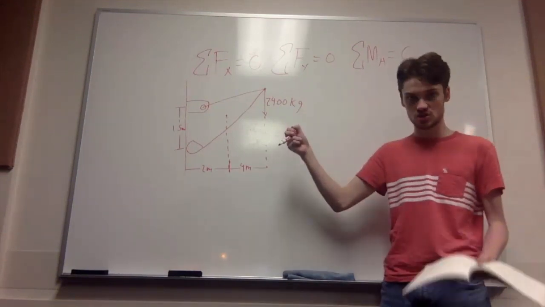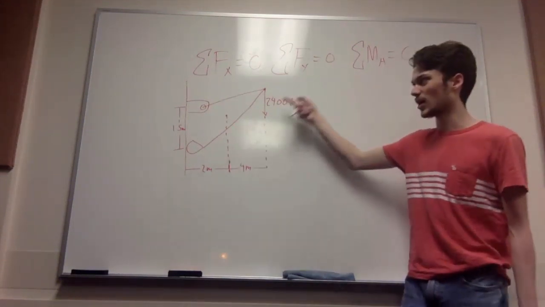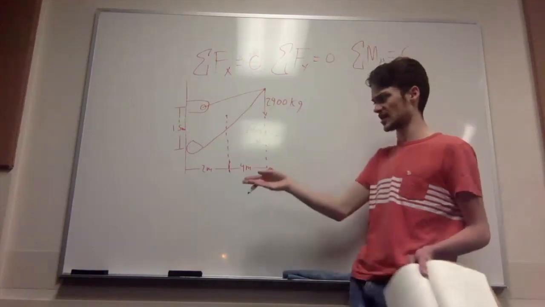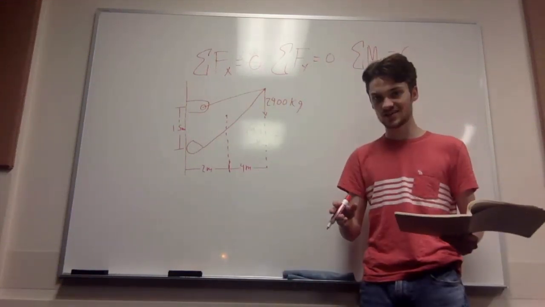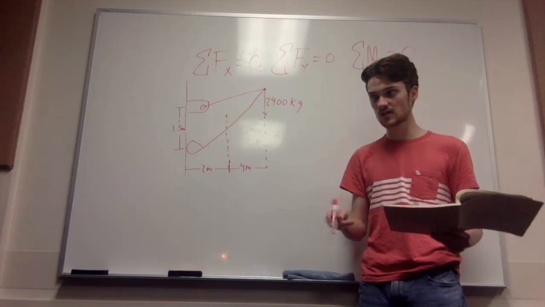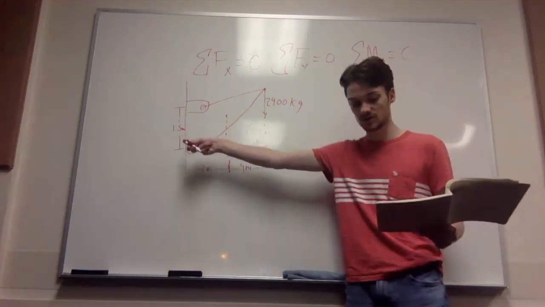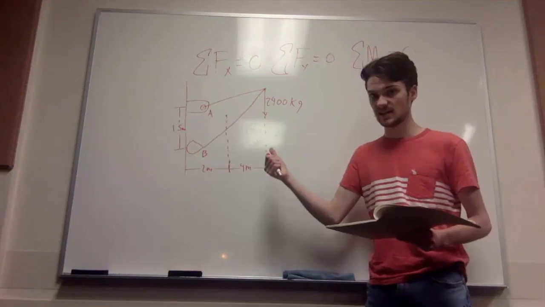It is attached to the wall by a pin, and its bottom truss is pushing against the wall with a rocker. Our question is, how are we going to find the forces acting at this rocker, let's call it B, and at this pin, let's call it A?